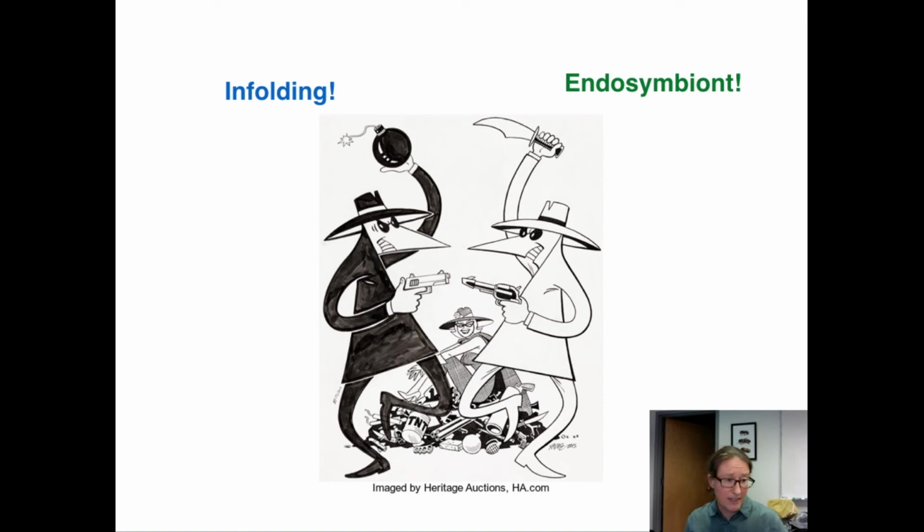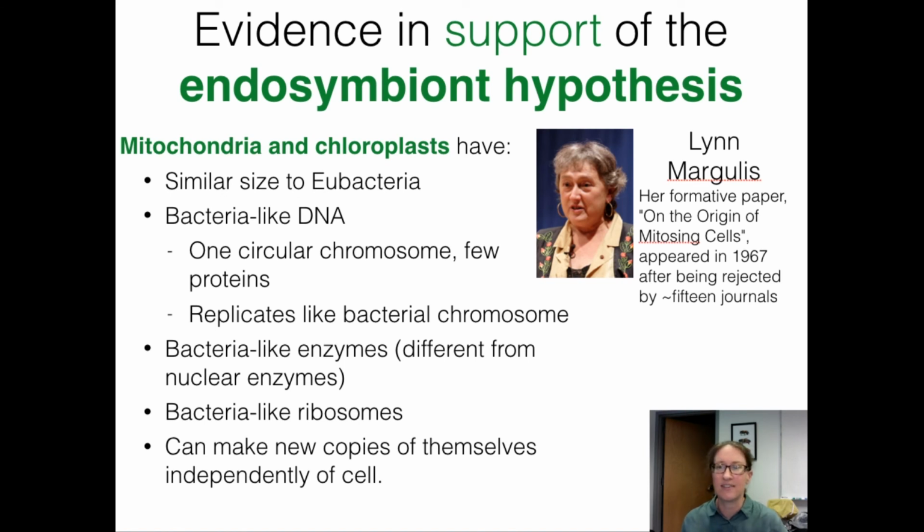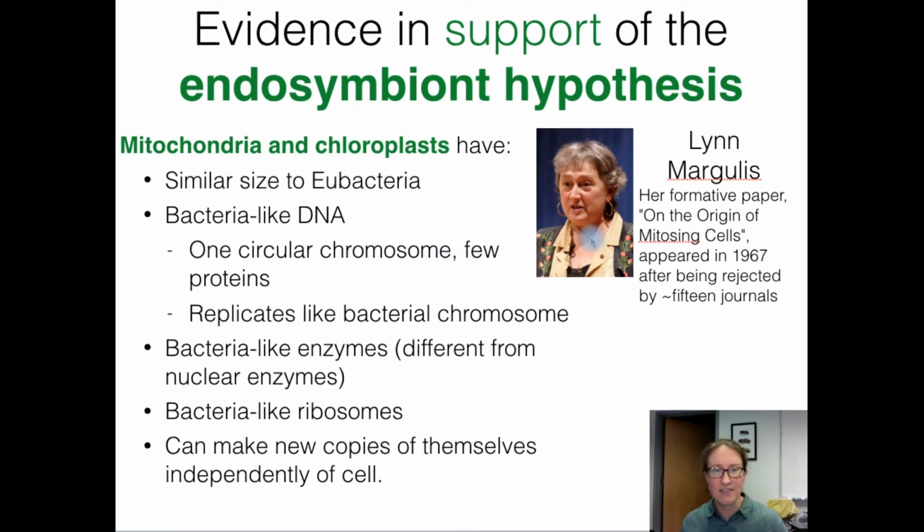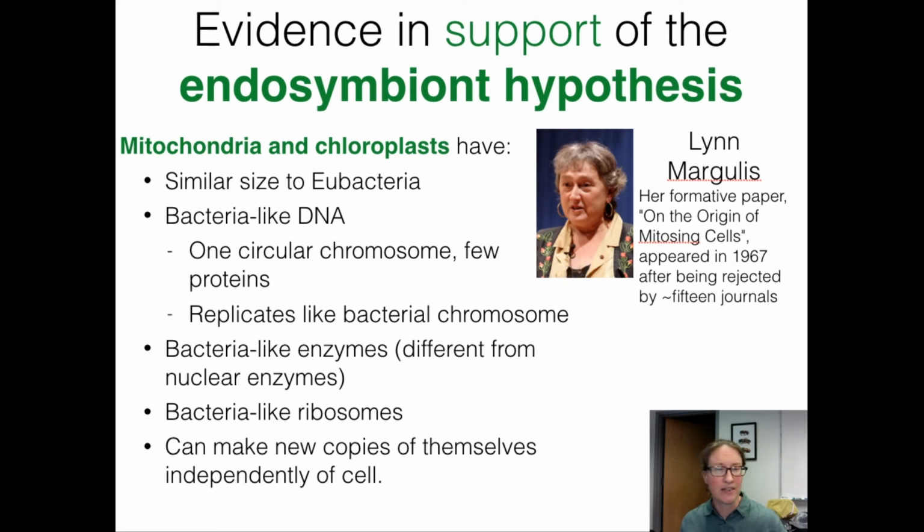Historically, the infolding hypothesis was the more popular hypothesis. But that changed back around 1967 thanks to the work of the scientist pictured here, Lynn Margulis. What Lynn Margulis did was she went around gathering together a whole bunch of evidence in support of the endosymbiont hypothesis. I've listed a lot of that evidence here. We'll go through it in a second. But prior to the point when Lynn Margulis did that, nobody had actually gone around and gathered all of this information and put it together.